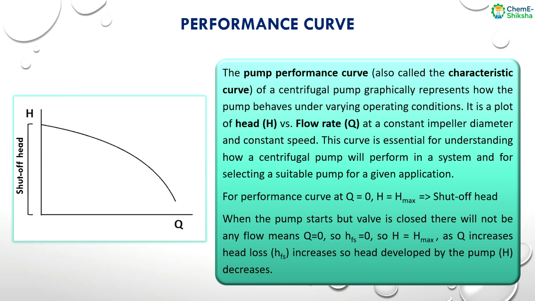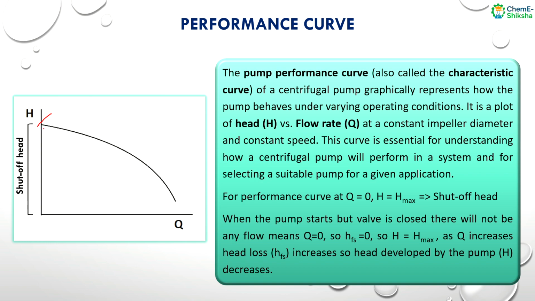As V is 0, the frictional head loss term, HFS, is also 0, because we know that HFS is directly proportional to V square. So as V is 0, HFS is also 0. As there is no head loss, the head developed by the pump is the maximum. This is called the shut-off head, the maximum head.